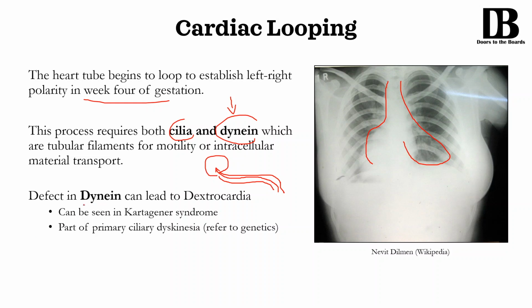So any defect in dynein can actually lead to dextrocardia. This can be seen in Kartagener syndrome, which is basically a part of primary ciliary dyskinesia. That's where a lot of the portions in the body that require cilia are not going to be working as well as they should be.